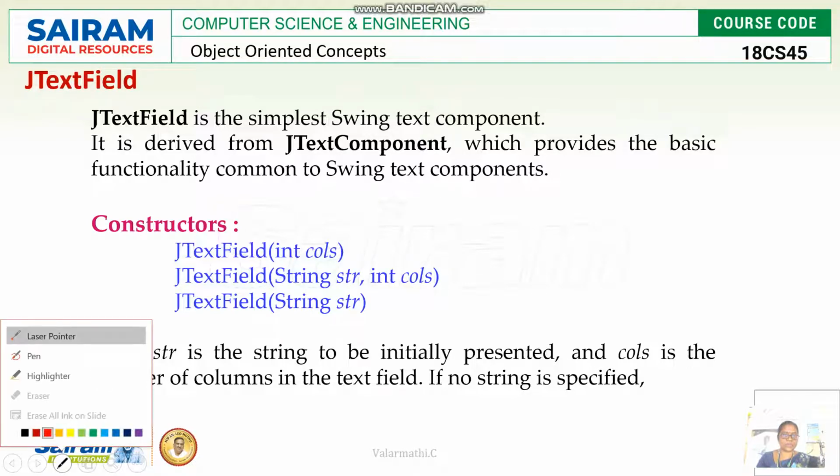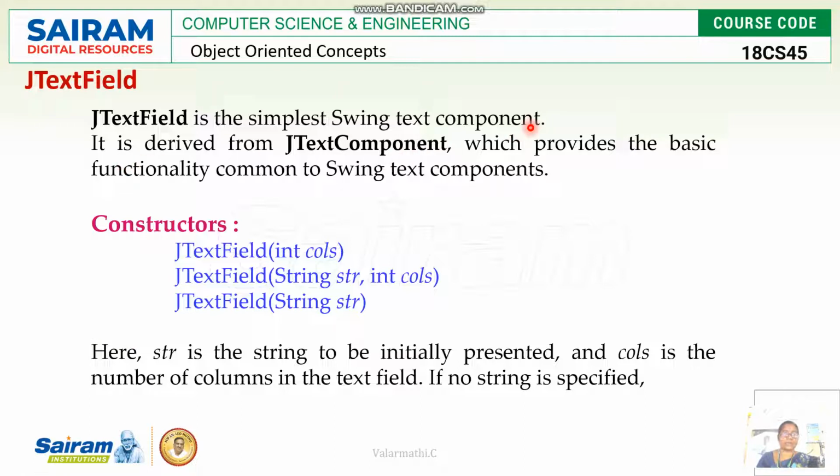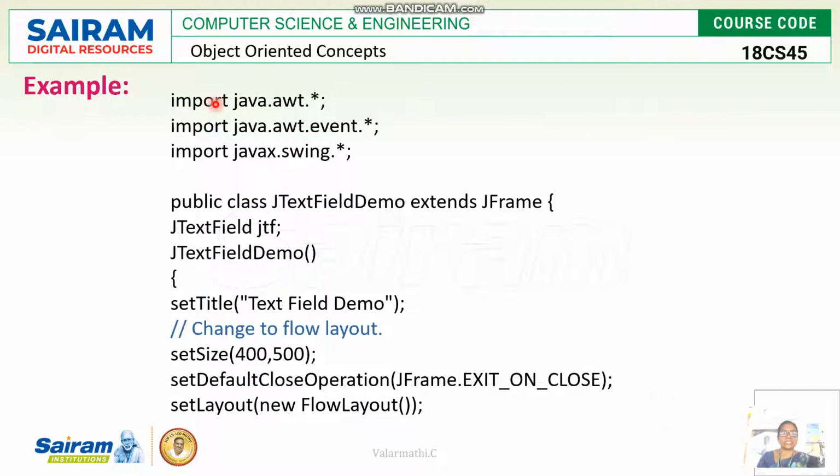Text field is another component which is very important for processing text kind of inputs. There are three different constructors used in text field. The first constructor takes the number of columns, the second constructor takes a string along with the columns, and the third constructor only has the string. Here str is the string to be initially presented, and columns is the number of columns in the text field. If no string is specified, it will be taken as a null value. Then this is the example code for exhibiting the text field concept.